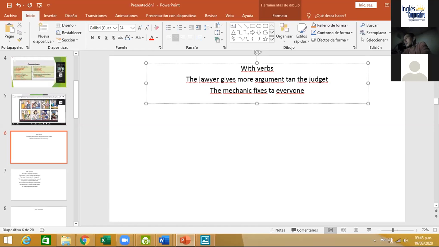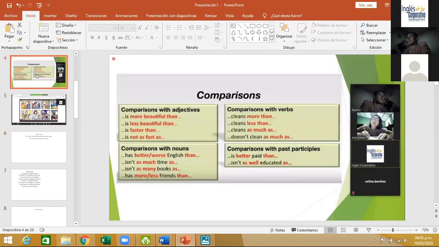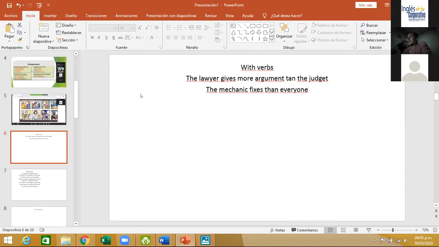Okay, go on, continue with Ramos, you're doing great. Yes, and the mechanic is more beautiful than the model. Yes. The painter is happier than the pilot. Comparison with nouns. Better or worse? And in this part, we are trying to use it with verbs. The verb. Yes. In this part, cleans. Comparison with verbs. Cleans. Mechanic fixes better than everyone. I don't know. Could be.